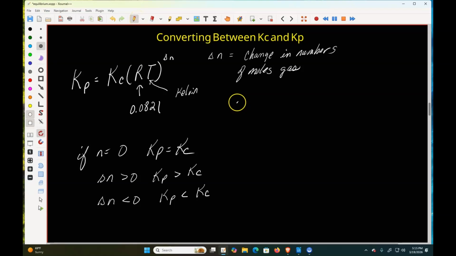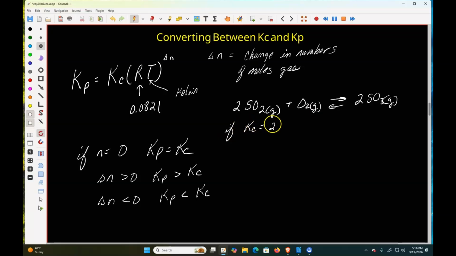Suppose I have 2 SO2 gas plus O2 gas to produce 2 SO3 gas. Okay, let's say Kc is equal to 2.0, and this is going to be at 500 Kelvin.